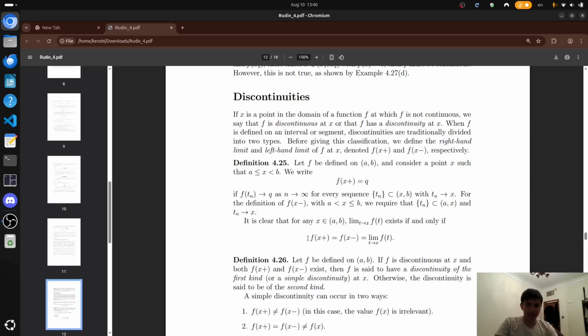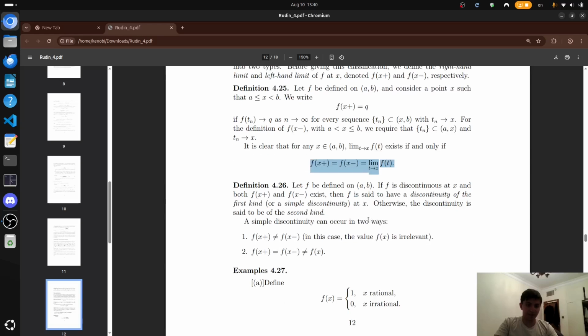And obviously, if these two are equal and they're equal to the limit at that point, then the limit exists, basically. And there are two types of discontinuities. The first kind is when f of x from right and f of x from left exist, and this type has two other types. It is that f of x from right is not equal to f of x from left, or f of x from right is equal to f of x from left, but it's not equal to f of x. These are the two types of the first kind.